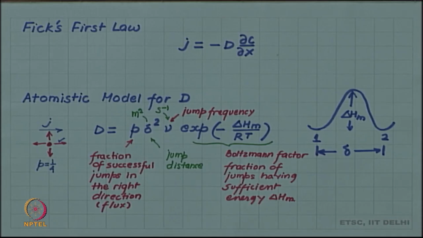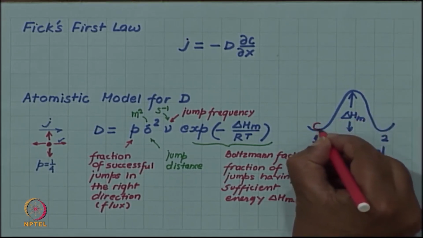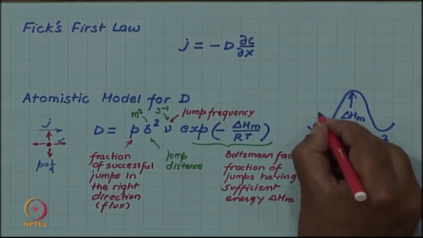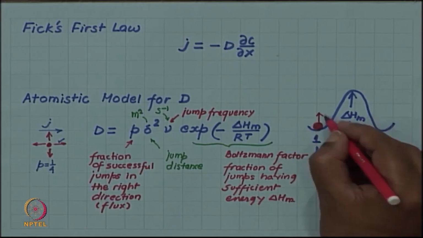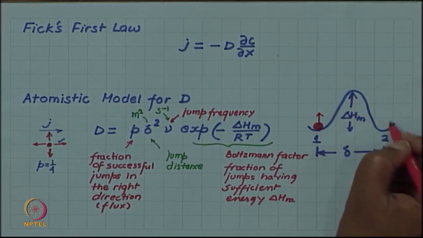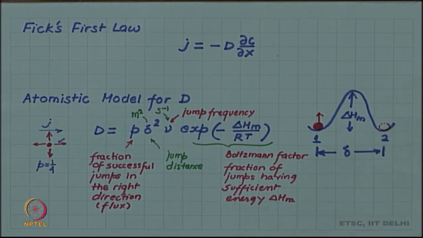Now, in this we tacitly assumed that when an atom wants to jump, so here is an atom trying to jump, many times it will not have sufficient energy. So, it will not be able to cross the barrier, but when it has sufficient energy it will cross the barrier and come to site 2. But we are assuming that site 2 is vacant. If site 2 is already occupied, then even if the atom has sufficient energy, it will not be able to make this move.